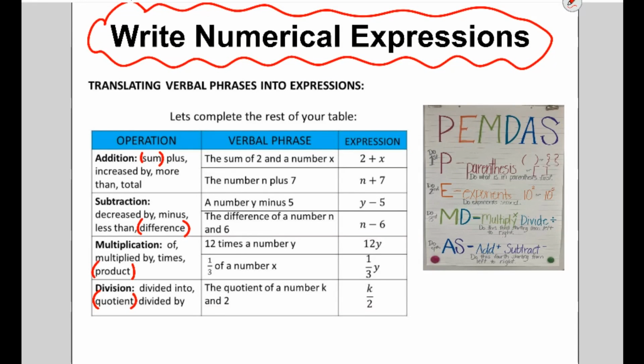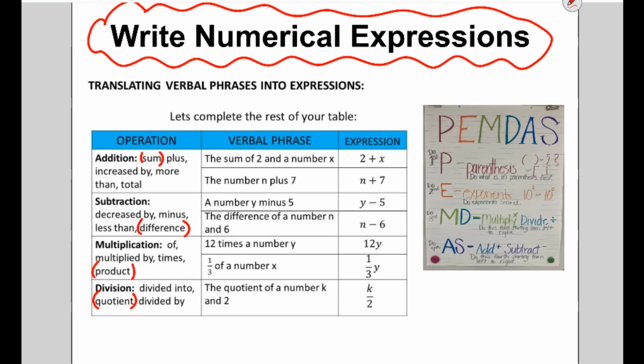All right, Super Friends, we are going to write numerical expressions. What this means is that we're going to be given words, like a verbal phrase is what it's called. We'll be given a verbal mathematical phrase, and we have to write the expression using numbers and symbols.